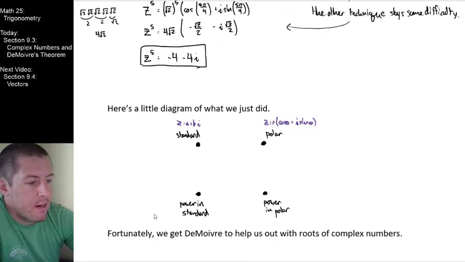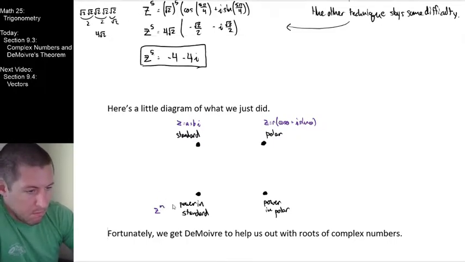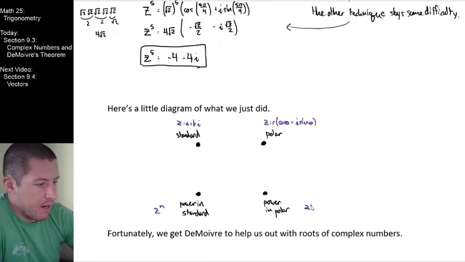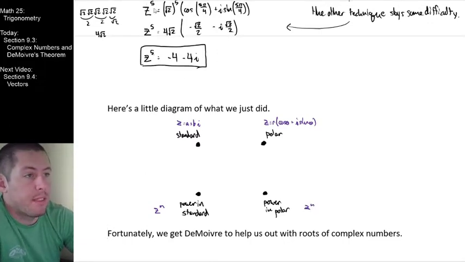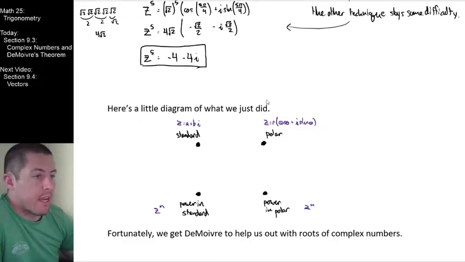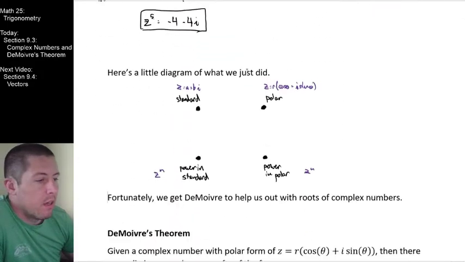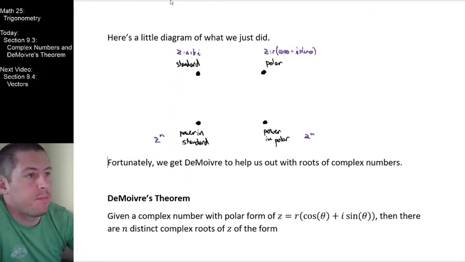This is our z to the fifth or whatever it is, or a z to the n power. I should just be general right here. And this is also like our z to the n out here. So here's really what just happened. What we wanted to do is we were given a number in standard form, right? We were given 1 plus i, and we wanted to take its power. We wanted to just do this.